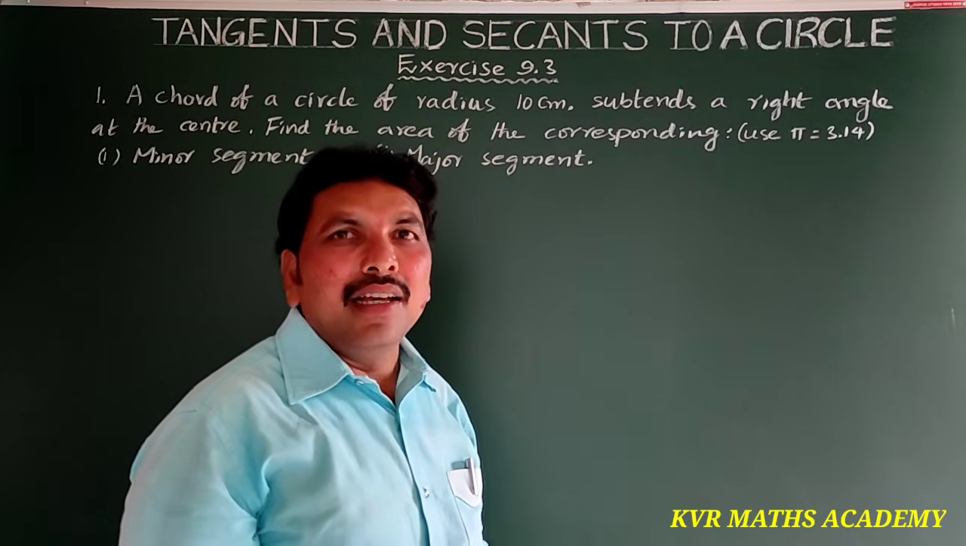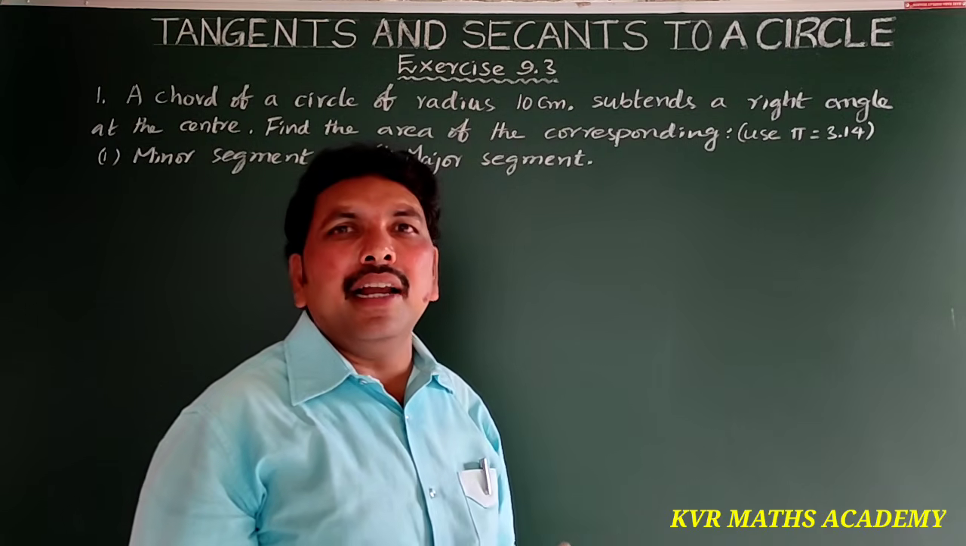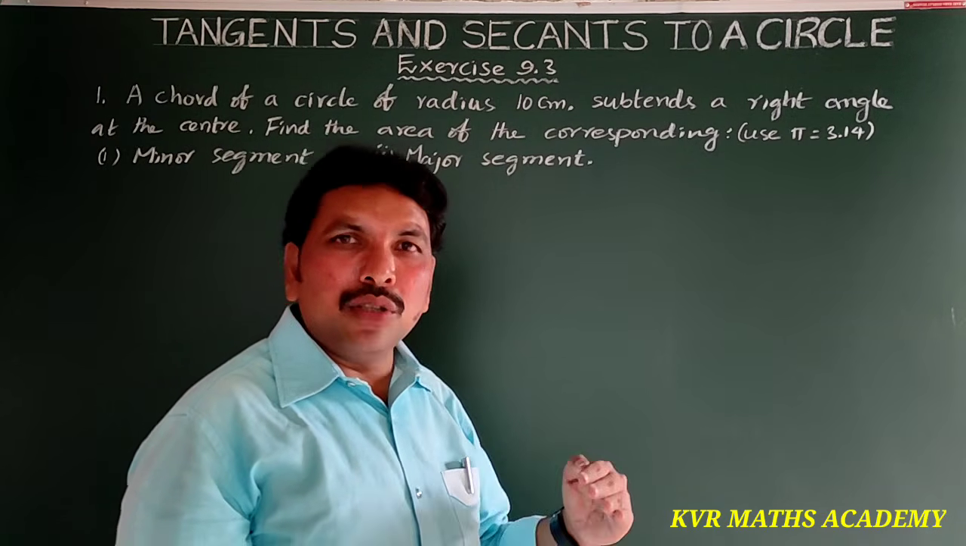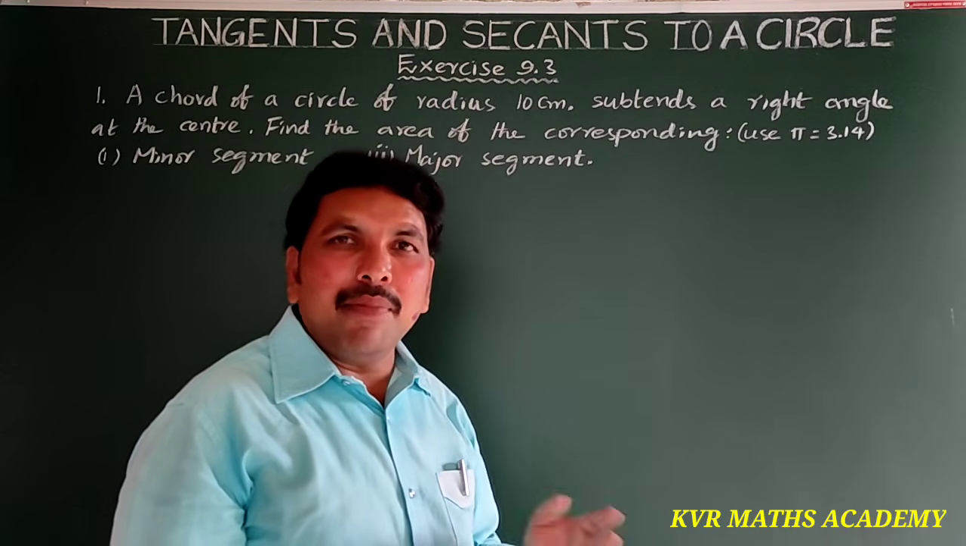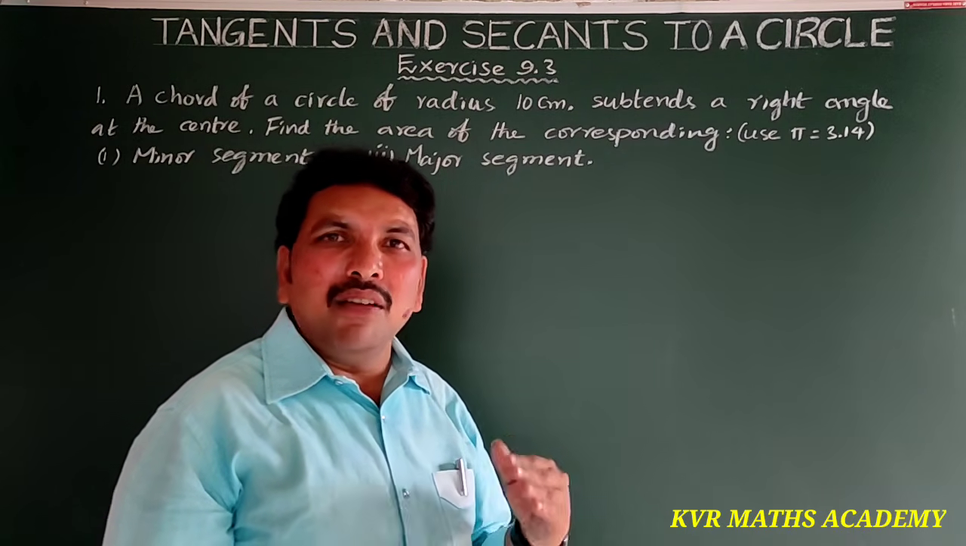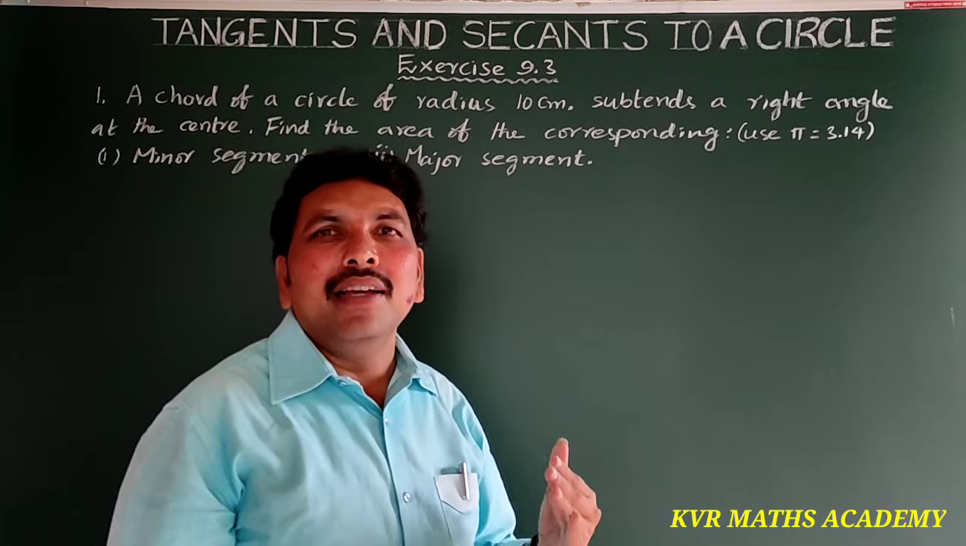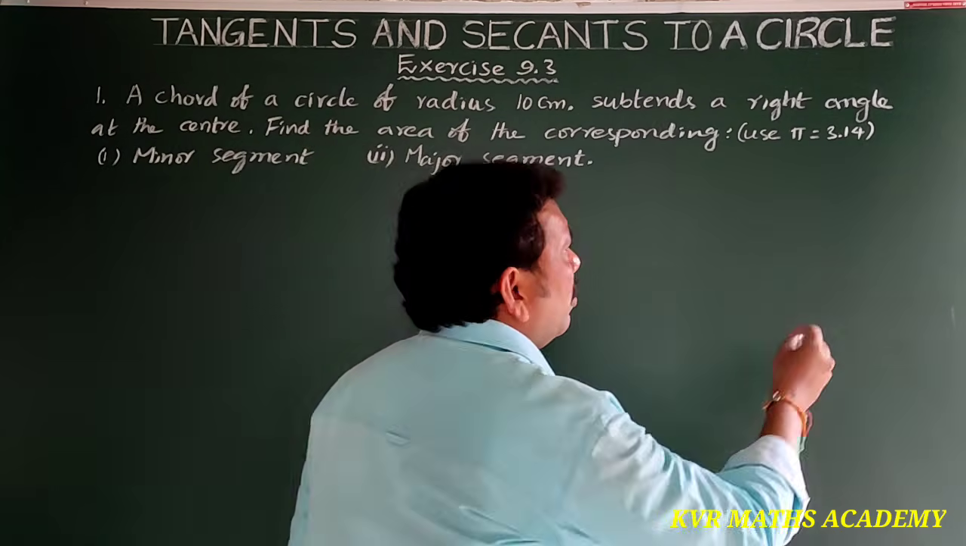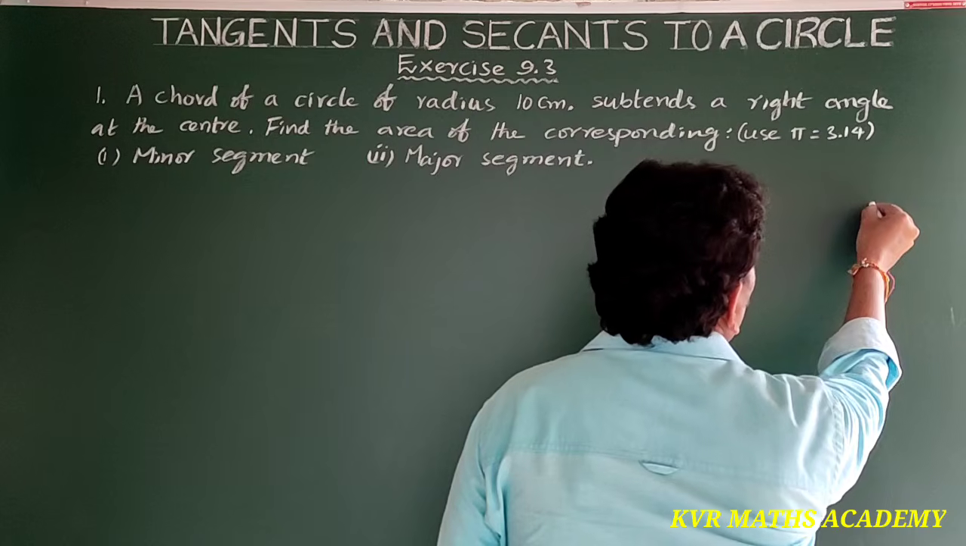Yes, exactly. Every chord of a circle divides the circle into two segments. One will be the minor segment, another one is the major segment. If the segments are equal, that will be a semicircle. We know very well about that. First, according to the problem, draw the diagram.